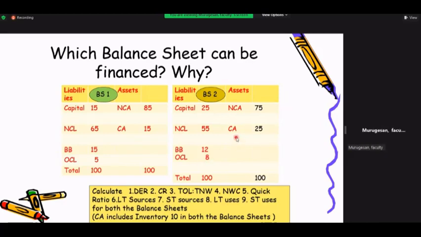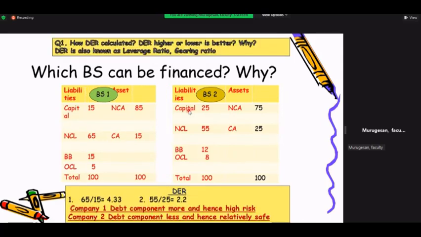So here also, balance sheet 2 has a better quick ratio. That means they can quickly service the liabilities. Okay, friends, these parameters are just to know which company is better. You are already aware of these things, but they will ask a little bigger question. Now, which balance sheet can be financed?